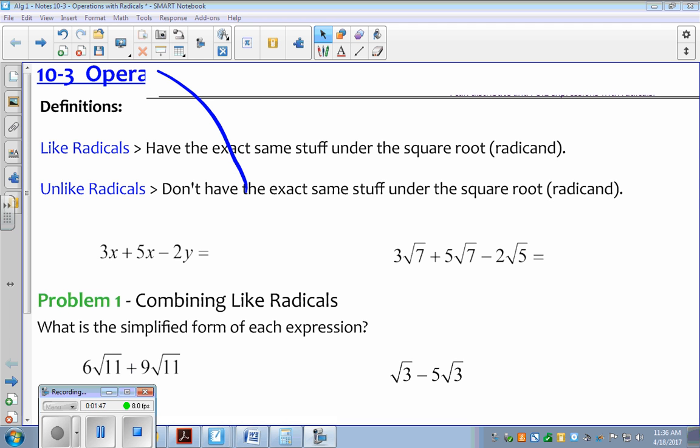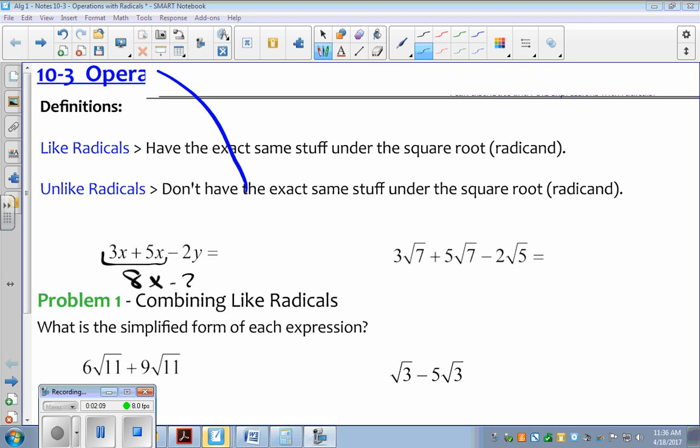So what we're going to do is we're going to treat the radicals as if they were variables. So when we look at this expression here, 3x plus 5x minus 2y, I can combine together 3x's plus 5x's. Together they make 8x's, and I don't have any other y's, so the minus 2y just stays as minus 2y. It's the same with radicals.